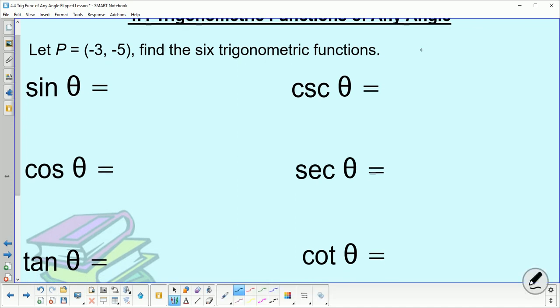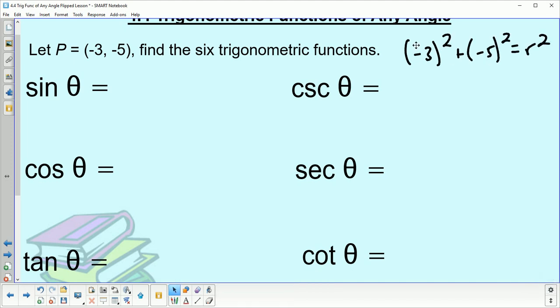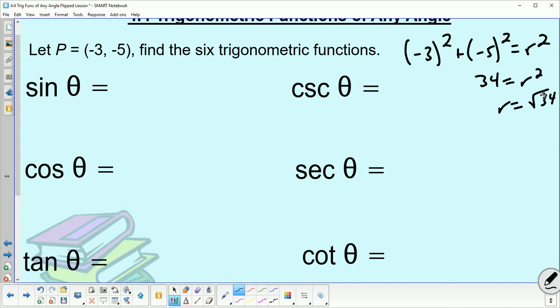An application problem where you might see this is if you're given the point (-3, -5). We'd have to start by finding the radius. So we have (-3) squared plus (-5) squared equals r squared. Remember, when you put this in your calculator, make sure you put these in parentheses. So we get 9 plus 25, which is 34, and that equals r squared, so r is the square root of 34.